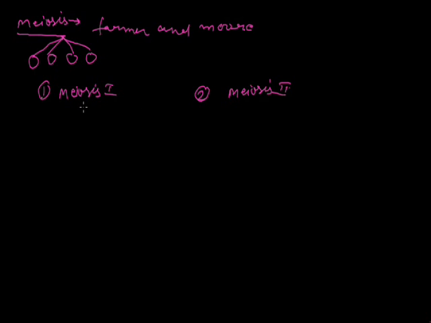In meiosis first, there is a reductional division, which means it leads to a reduction in chromosome number. So if there are 46 chromosomes in the cell, after meiosis first there will be 23 chromosomes in each cell, and meiosis first produces two cells. Now we are going to discuss meiosis first.